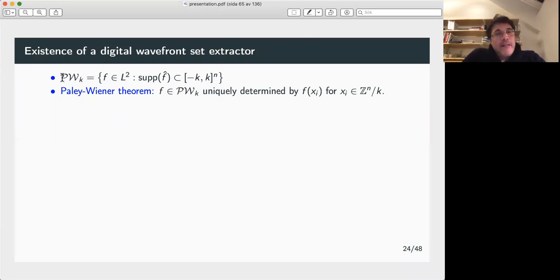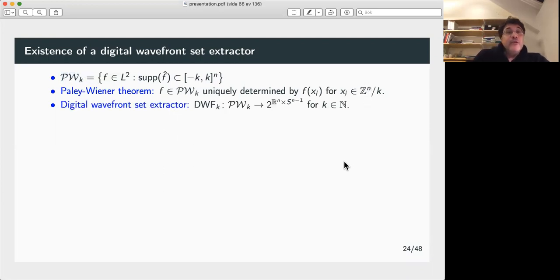So you can look at band-limited functions. I mean, things that have a bounded or compactly supported Fourier transform. So obviously, the Paley-Wiener theorem will tell you that you need to determine these by appropriate sample data. Then you can talk about the wavefront set extractor, which is essentially mapping this. It takes such a function and maps it into a subset. I have now done these identifications. It's not the manifold anymore, functions are on R^n.